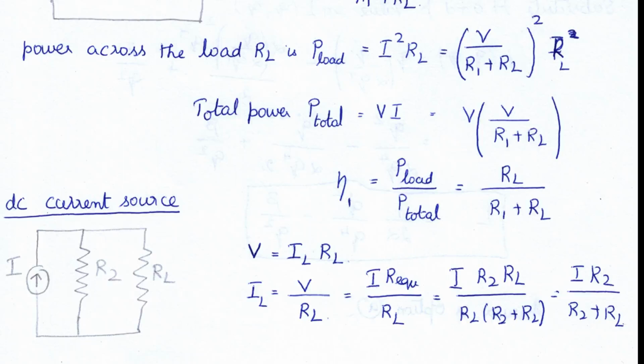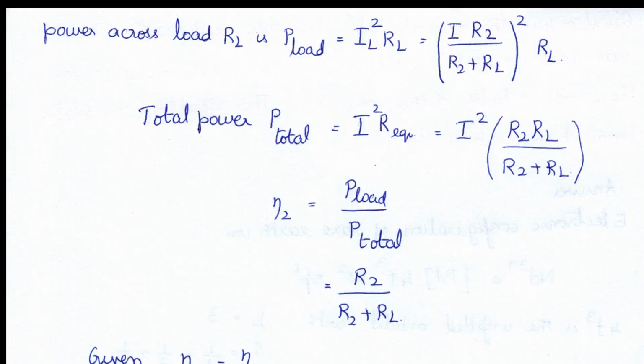Next we will see the power across the load resistance RL. P load is equal to IL square RL. By substituting the value of IL, we get I R2 divided by R2 plus RL the whole square into RL. In a similar way, we get power total as I square into R equivalent, that is I square into R2 RL divided by R2 plus RL. We will consider eta 2 as the power transfer efficiency of the DC current source. By substituting the values of power load by power total, we get R2 divided by R2 plus RL.